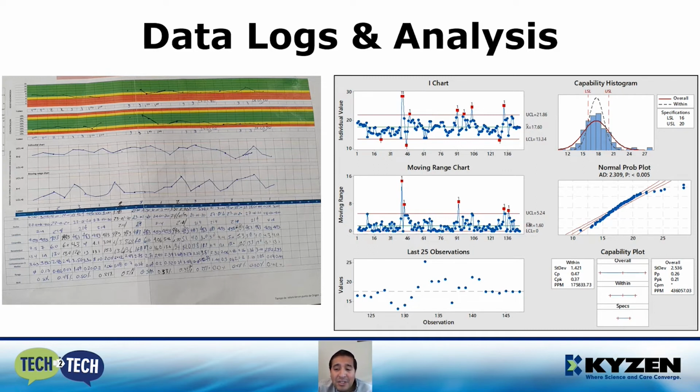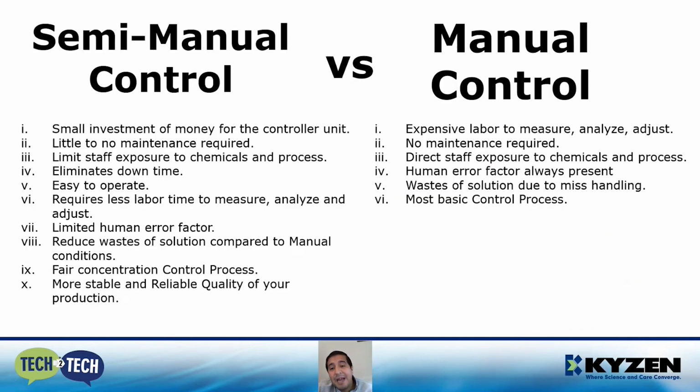which confirms that the efficiency of this semi-manual process depends entirely on the operator of the process and the continuous monitoring. Semi-manual: I would like to compare a semi-manual control versus a manual control. Semi-manual offers different advantages when compared to a 100% manual process.